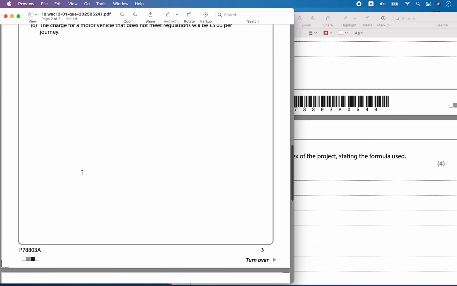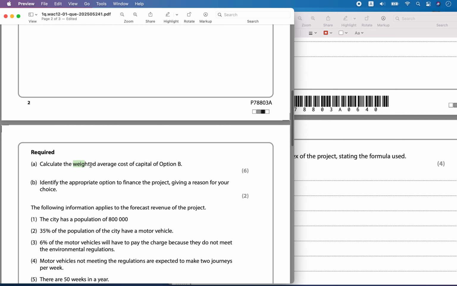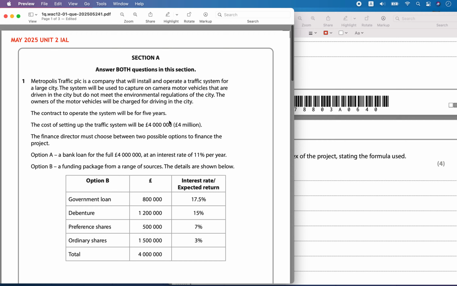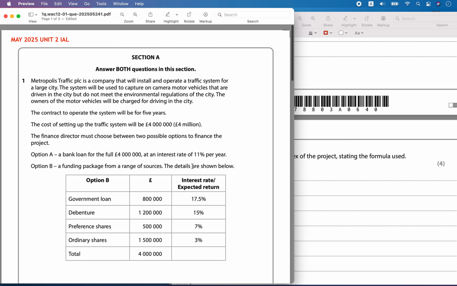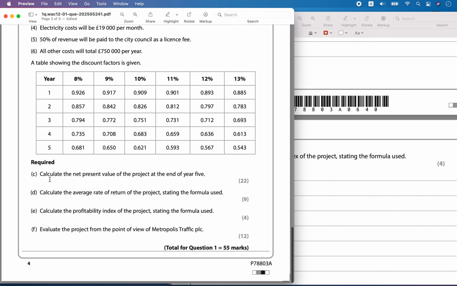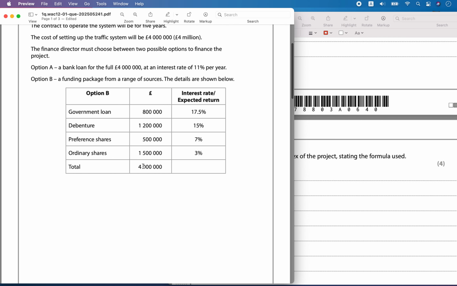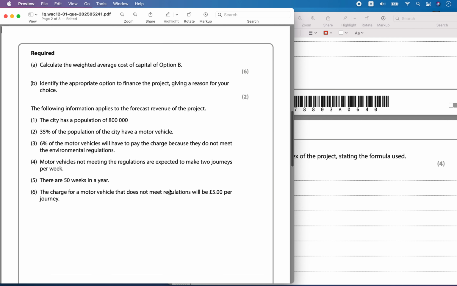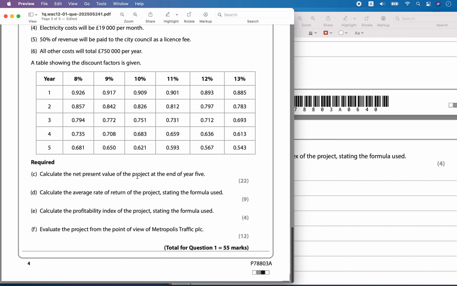In the first part of the question, we were supposed to calculate the weighted average cost of capital for option B and identify which option of finance was suitable. Because option B had only 10% weighted average cost, it was chosen for the project. And after that, the next part of the question was about calculating what will be the net present value if the investment of around 4 million had happened through option B, and we had calculated that.